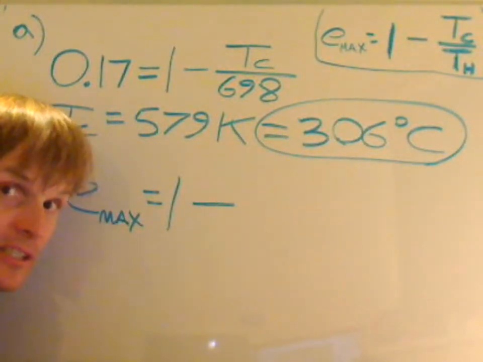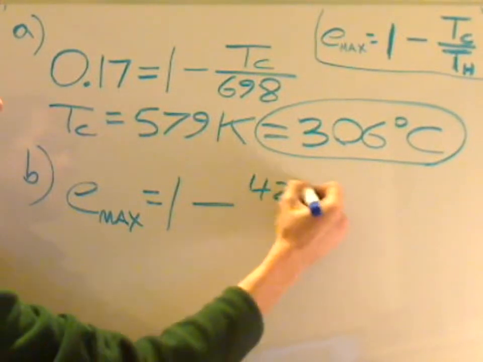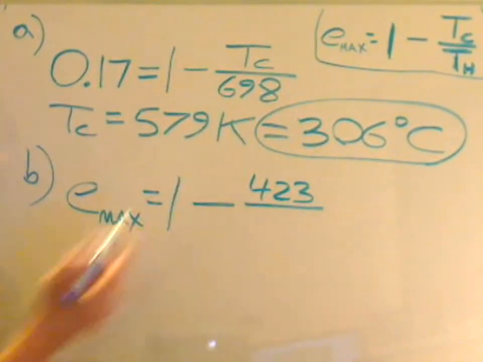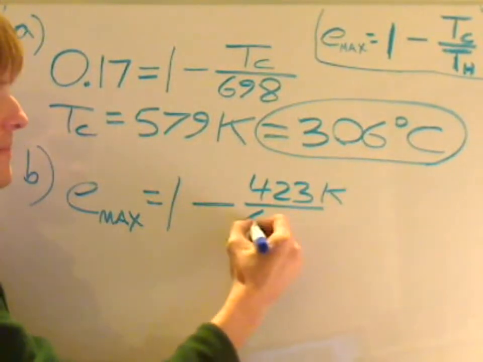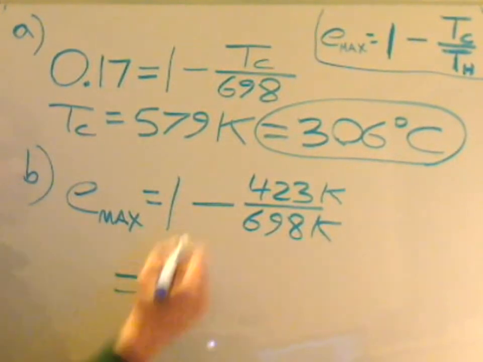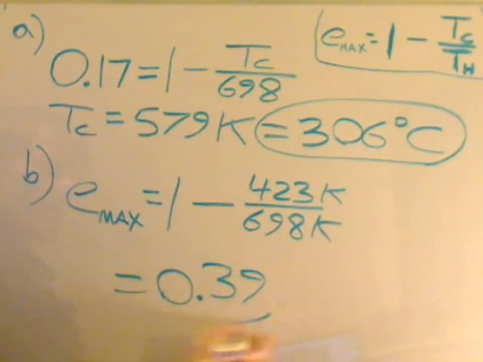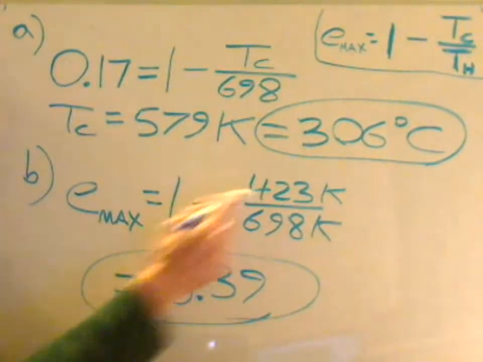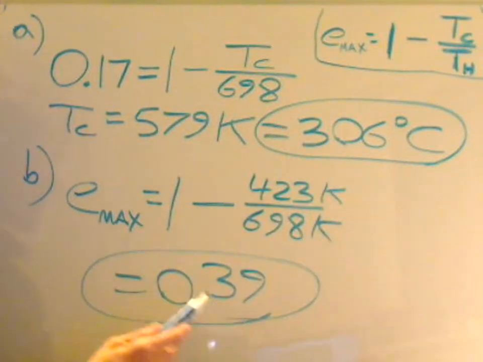So 150 degrees Celsius plus 273 gives you 423 Kelvin for the cold reservoir temperature. Okay? And again, our hot reservoir temperature, the steam temperature, is 698 Kelvin. So when you do that calculation, you get 0.39, 39% efficient. So by decreasing the temperature from 306 to 150 degrees Celsius, you can significantly enhance the maximum efficiency of your steam engine.